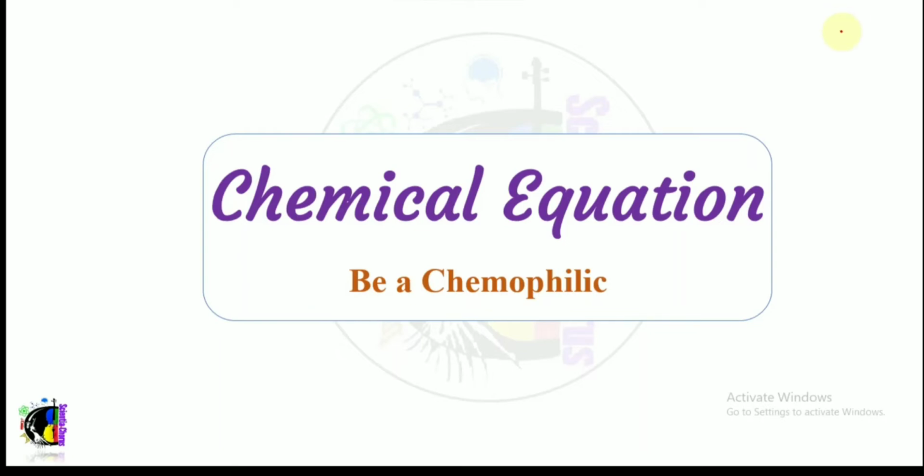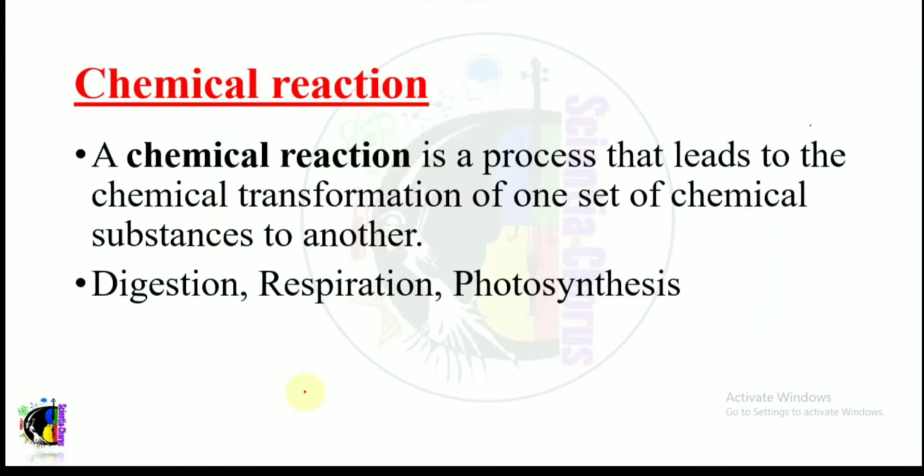In this video we're going to see about chemical equation. So what is a chemical equation and how can we write it in different ways? All these things will be discussed in this video. Now the first thing is we're going to see about chemical reaction. Generally we tend to get confused with chemical equation and reaction. So first we'll try to understand what is a chemical reaction, and then we'll move on to chemical equation.